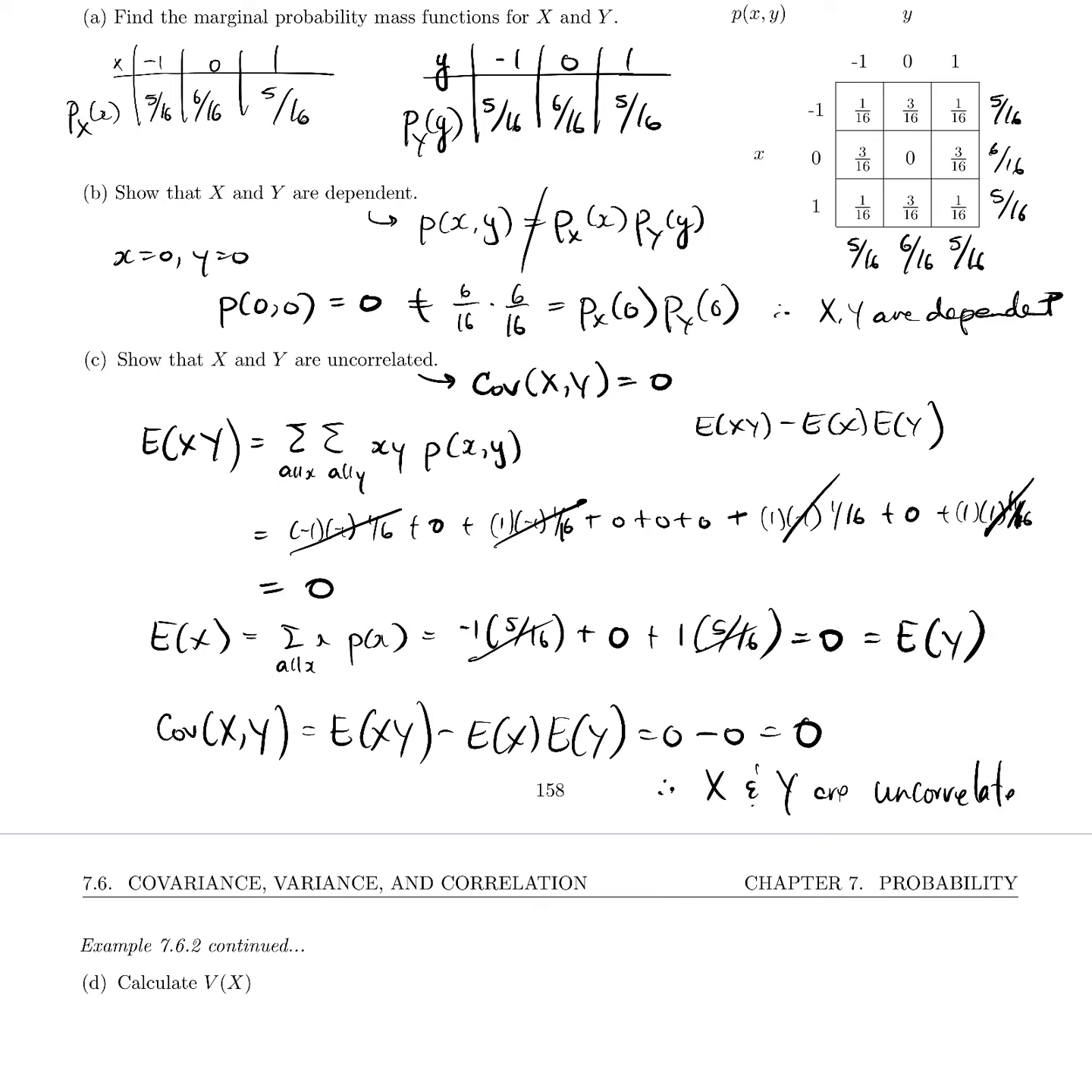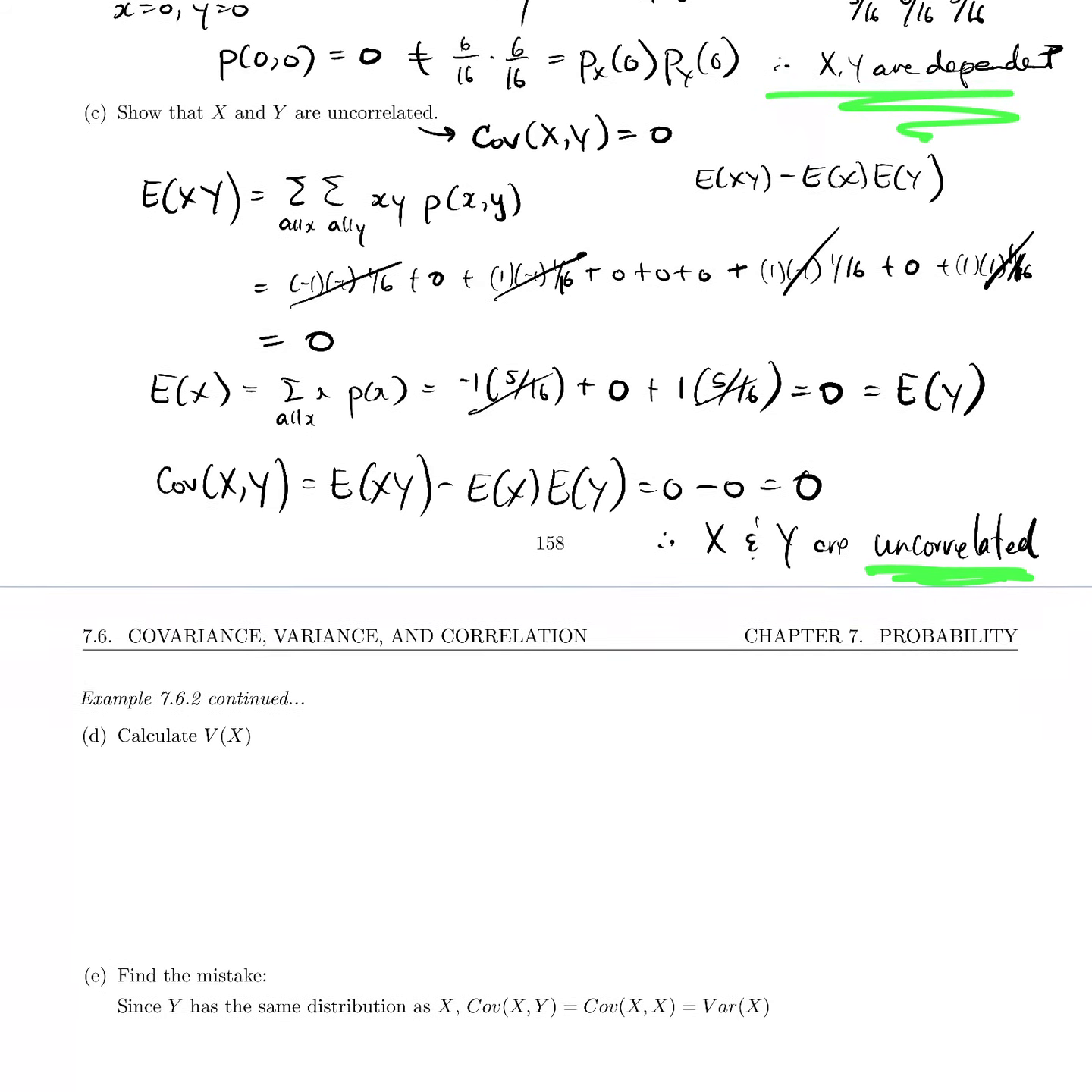So take a look at exactly this. We have a situation where variables are uncorrelated, but they are not independent. So what we said at the end of the last video: if they are independent, they must be uncorrelated, but the reverse is not true. They can be uncorrelated and dependent. That is entirely possible.